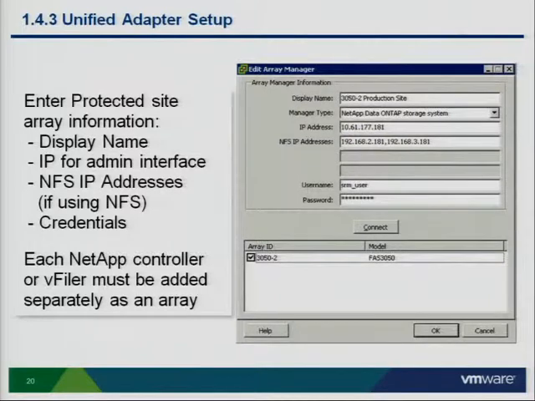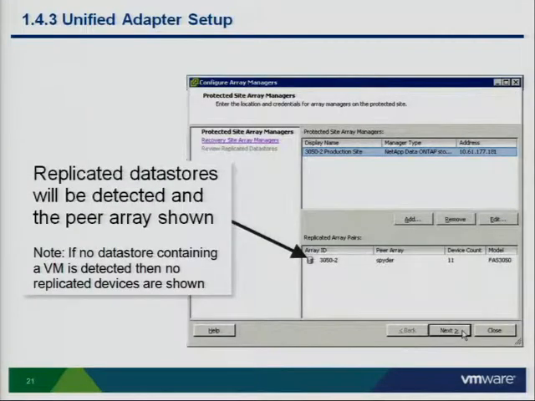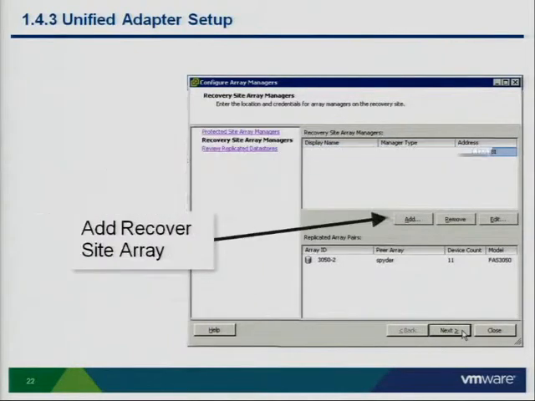You'll give it some NFS IP addresses. I'll explain what those are later. You'll put the credentials in there, click the connect button, and you'll get a little black check in that box if it was successfully able to connect and read the storage. The next screen will show you that it detected that array has what's called a peer array. That peer array is the array that contains some storage that's being replicated from the array that you're adding right now, and it'll give you a device count of how many it sees.